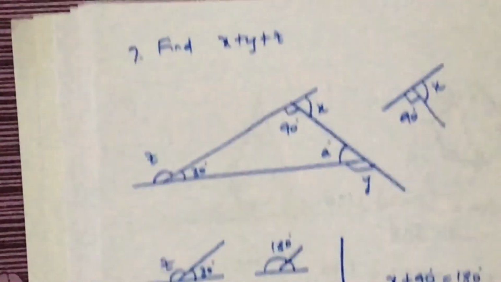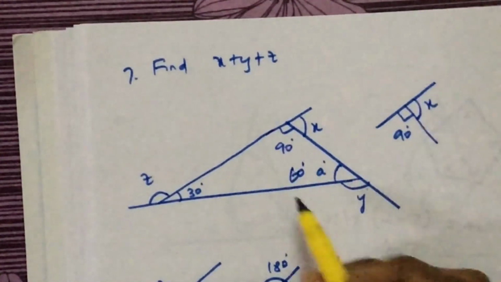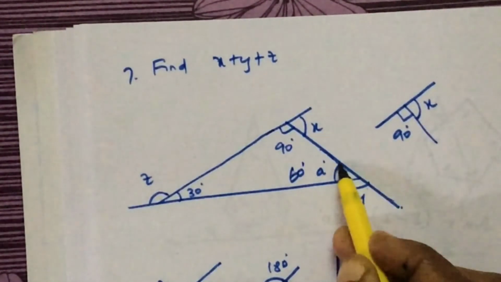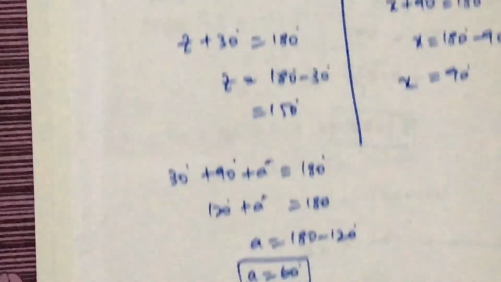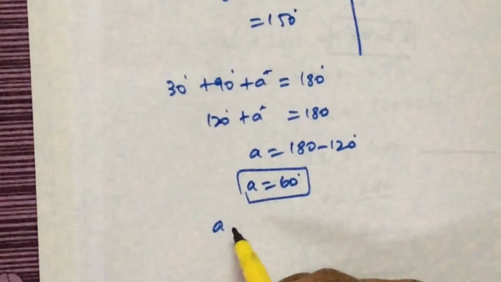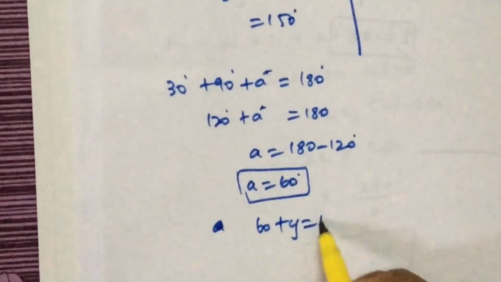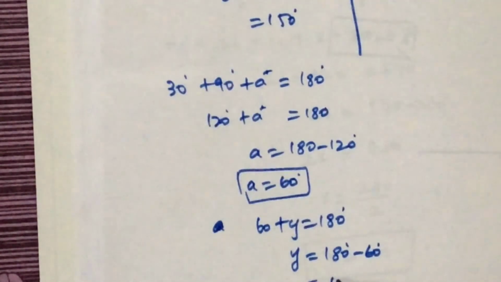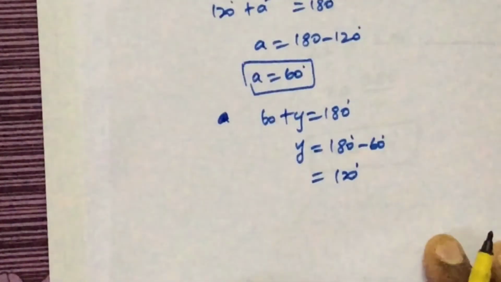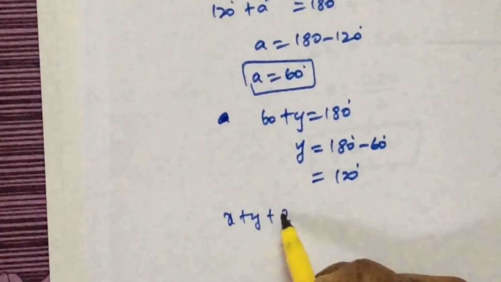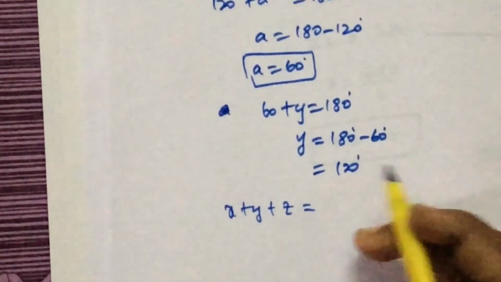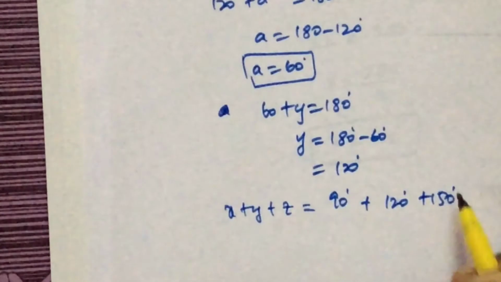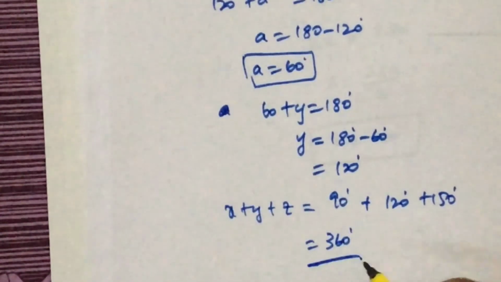You see from here, if A is 60 degrees, there is a straight line here. So this is 60 degrees, and what is Y here? A is 60 degrees, so 60 plus Y together will be 180 degrees. So Y equals 180 minus 60, that is 120. Now what is X plus Y plus Z? X is 90 degrees plus Y is 120 degrees plus Z is 150 degrees. If you add together, that is 360 degrees.